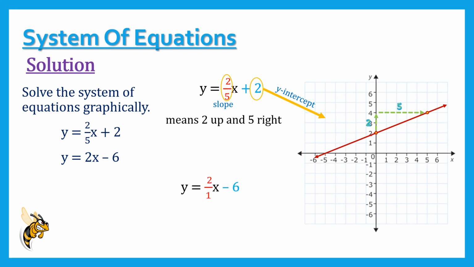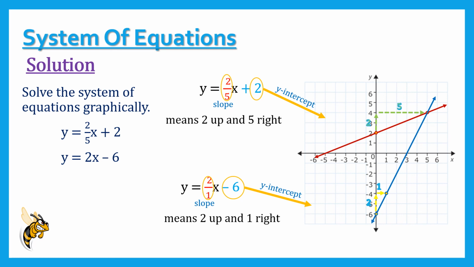The second one, y = 2/1 x - 6. Remember, I want the slope to be in the form of a fraction, so any integer as a fraction is always over 1. I'm going to put my y-intercept on the y-axis, and 2 over 1, my slope, will mean 2 up and 1 to the right. So from my y-intercept, I'll go up 2, and then I go 1 to the right, and then I'm going to use a straight edge and I'm going to draw my line.